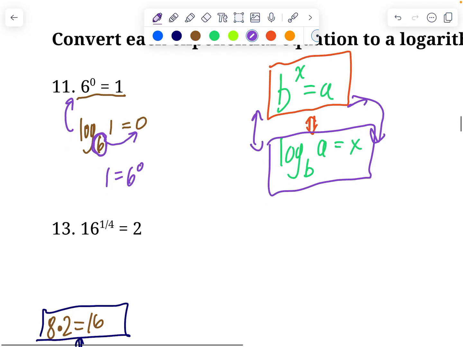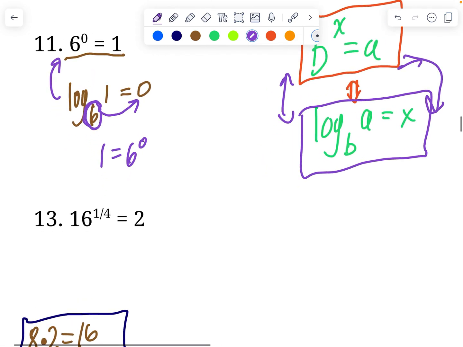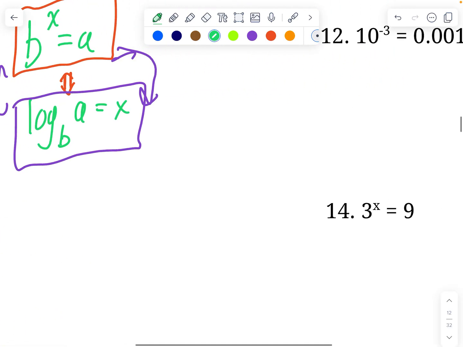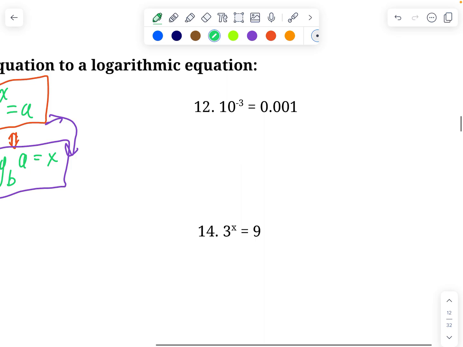Okay? Another way to do it, like if I'm doing 13, is I remember, hey, in my log, whatever the base of my exponential is the base of the log. And then the exponent goes on the other side, so then 2 must be the argument. Log base 16 of 2 equals a fourth. Pause and try these two. They're exponential statements, make them into log statements. Pause and give it a try really quick.